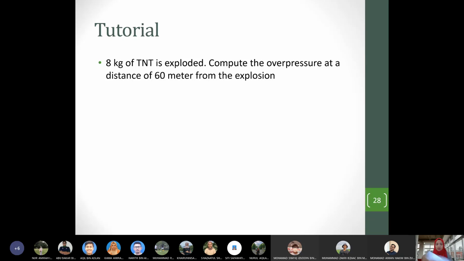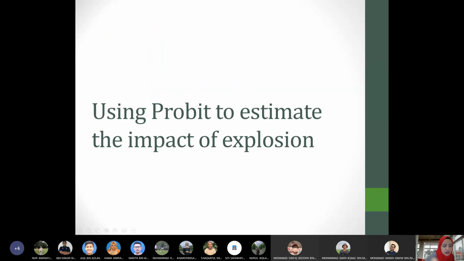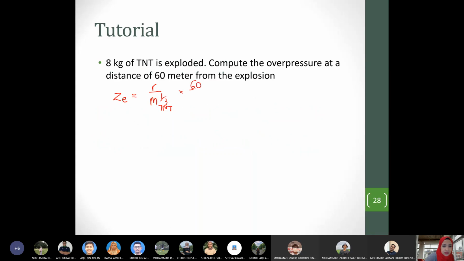Okay, so should I do it together with you? So remember, the equation to use is ZE equals R over mass of TNT to the power 1/3, and the distance from the TNT is 60 meters. 60 meters divided by 8 kilograms to the power 1/3. Okay, somebody give the answer. 30. Yes, 30. It's actually the same as the previous one.